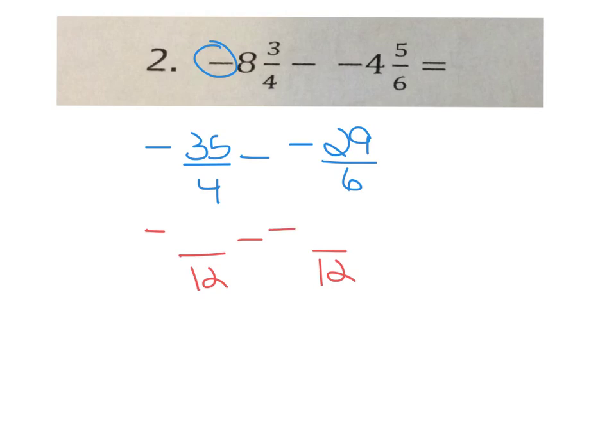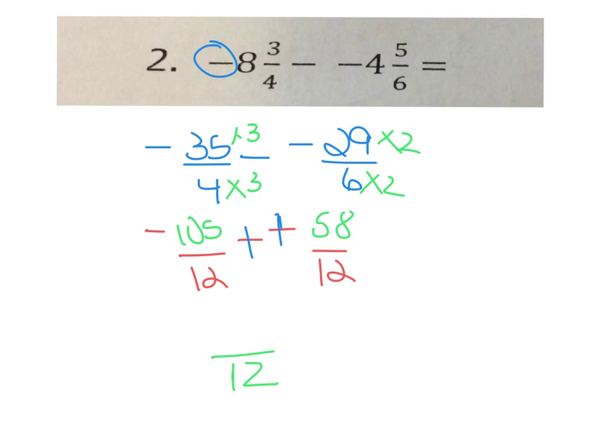Now, notice I'm going to bring down my negative, my minus, and my negative so I don't forget them this time. Right here, 4 times 3, so 35 times 3 is 105. 6 times 2, 29 times 2, that's 58. So now I know my answer is over 12. And if I look at negative 105 minus negative 58, I know I have to add the opposite. I have different signs, so I'm going to subtract. When I take 105 minus 58, that's 47. And because the 105 is bigger, I know my answer is negative 47/12. Okay, we're going to go on to 3.